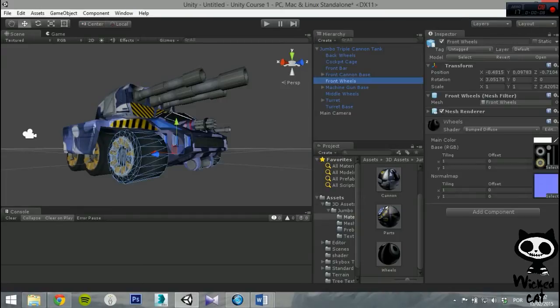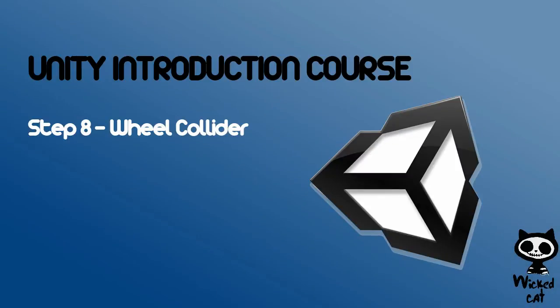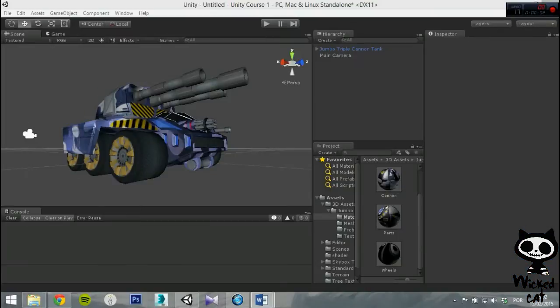Today we are going to study a special collider, the wheel collider. This is a specific collider for the wheels of grounded vehicles. Step 8. Wheel collider. The wheel collider is used for the wheels of grounded vehicles.